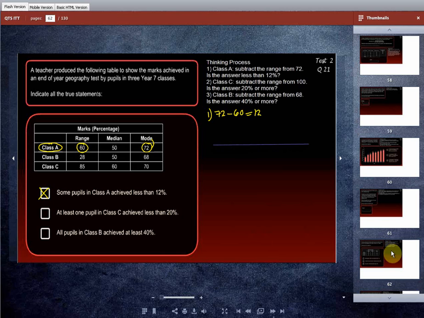OK, Mike, let's draw a line with 0% at one end and 100% at the other. Now, I'll mark off 72%. The range is 60, so the lowest possible mark is 12%. I can see how you arrived at 12%, but why can't someone have achieved 10%, for example? Well, if I mark off 10%, then the range would increase beyond 60% to 62%. So clearly 10% isn't possible.